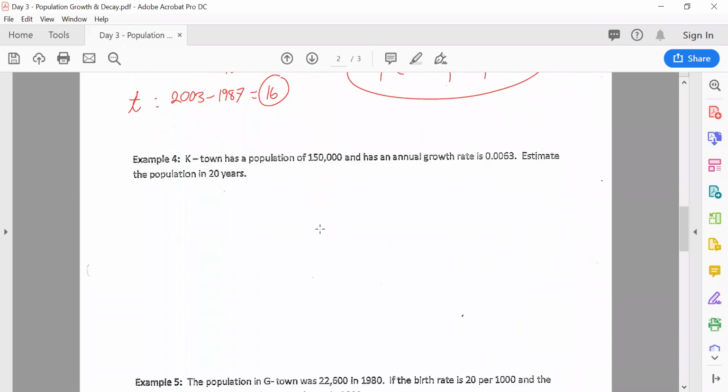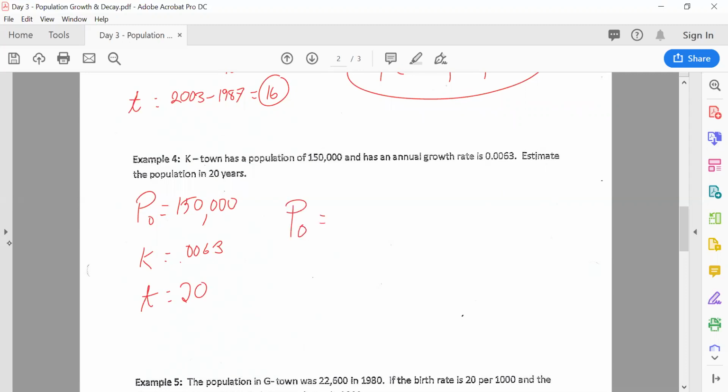Example 4, K-Town. Kalodi Town has a population of 150,000, an annual growth rate. All right, so initial population, P sub 0, 150,000. And a growth rate K of 0.0063. How nice is this? Glorious. Oh, you don't even have to calculate birth rate minus death rate. You don't even have to change it to a decimal. It's already done for you. Estimate the population in 20 years. Wow, this problem was handed to us on a silver platter.